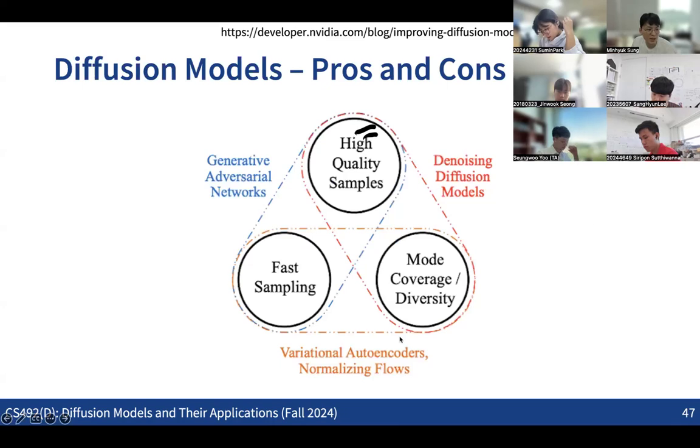One was the GAN, another was the VAE, and now we are discussing the diffusion models. Some of the pros and cons of these models: GAN was good at generating high quality samples and also fast in terms of sampling. But there have been mode collapse issues in the GAN pipeline. The advantage of the VAE is that it does not have that much of a mode collapse issue, and it can also produce samples quite quickly, but the quality of the output was not that good. So that's the downside of the VAE.